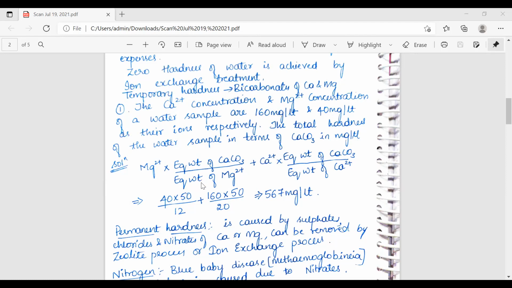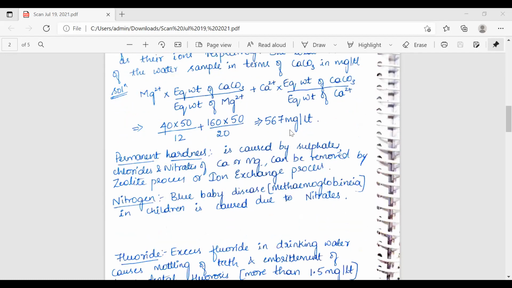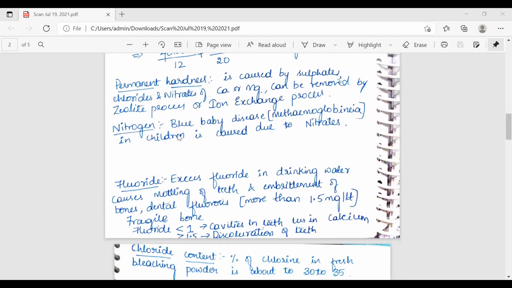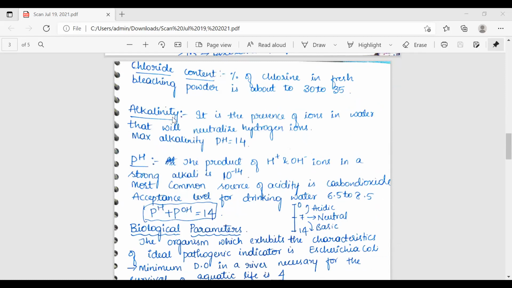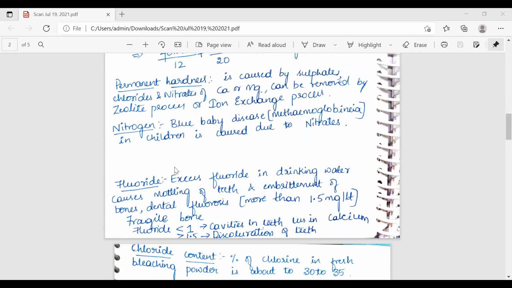Equivalent weight of CaCO3 is 50, the constant value. Equivalent weight of Mg2+ is 12. The Ca2+ value they have given here is 160, into 50. Equivalent weight of Ca2+ is 20. So when I calculate here, I get the total hardness as 567 milligram per liter. Next, nitrogen, fluoride, chloride content, alkalinity and pH are also chemical characteristics of the water.